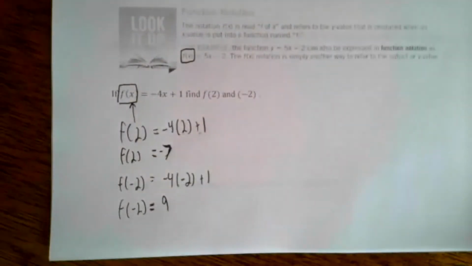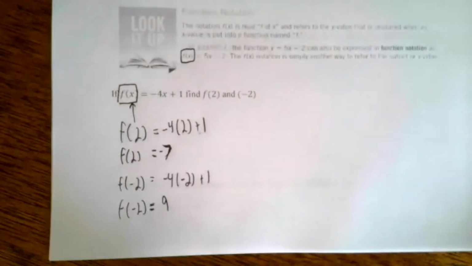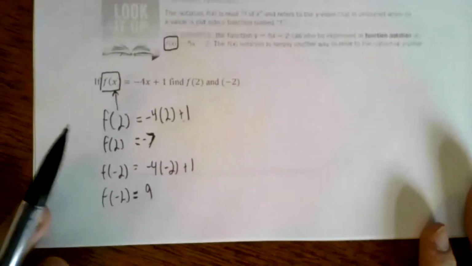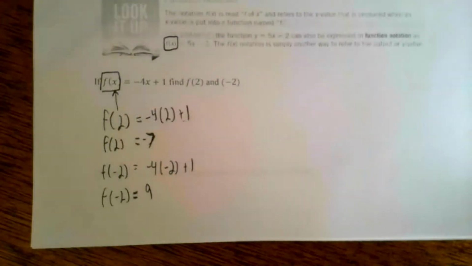So basically what we're doing is just shortening it up. Instead of saying, hey, x equals some value, we just substitute in whatever number we want for f of x. Okay.